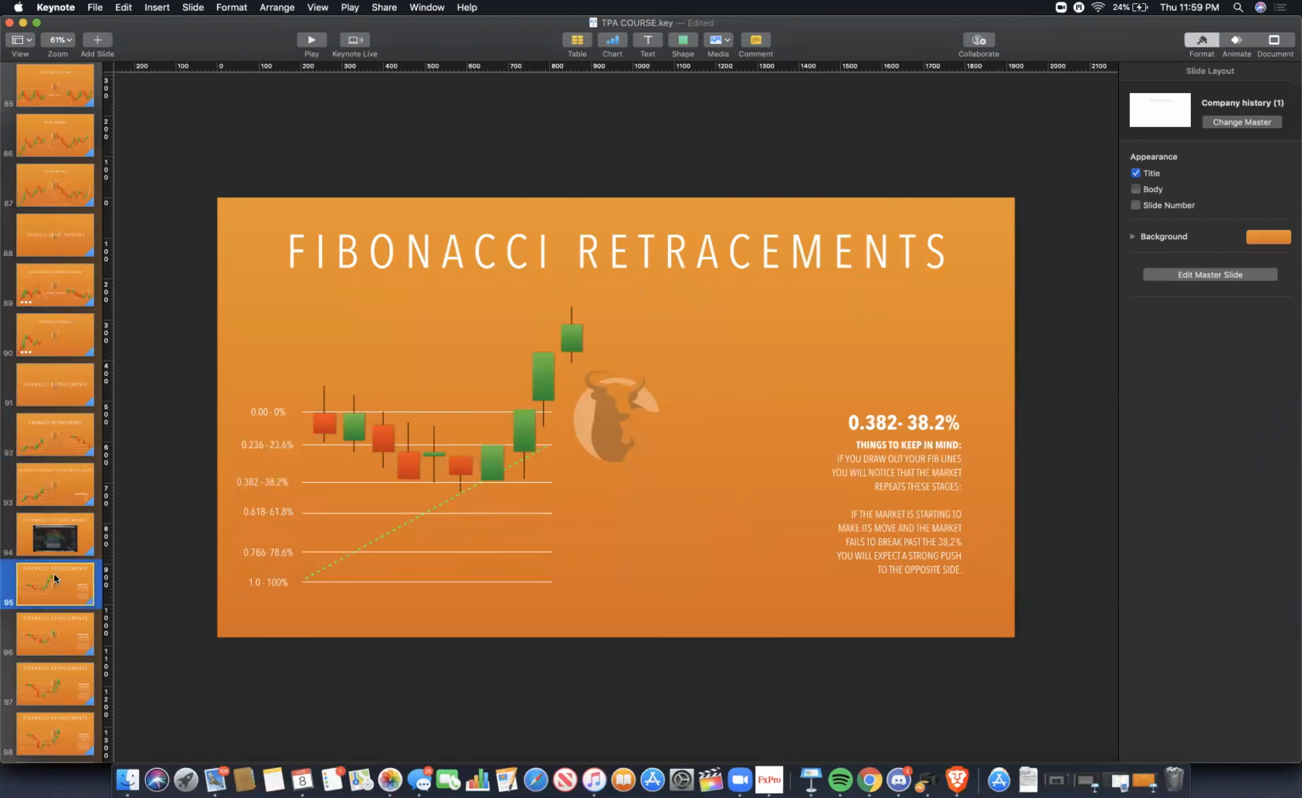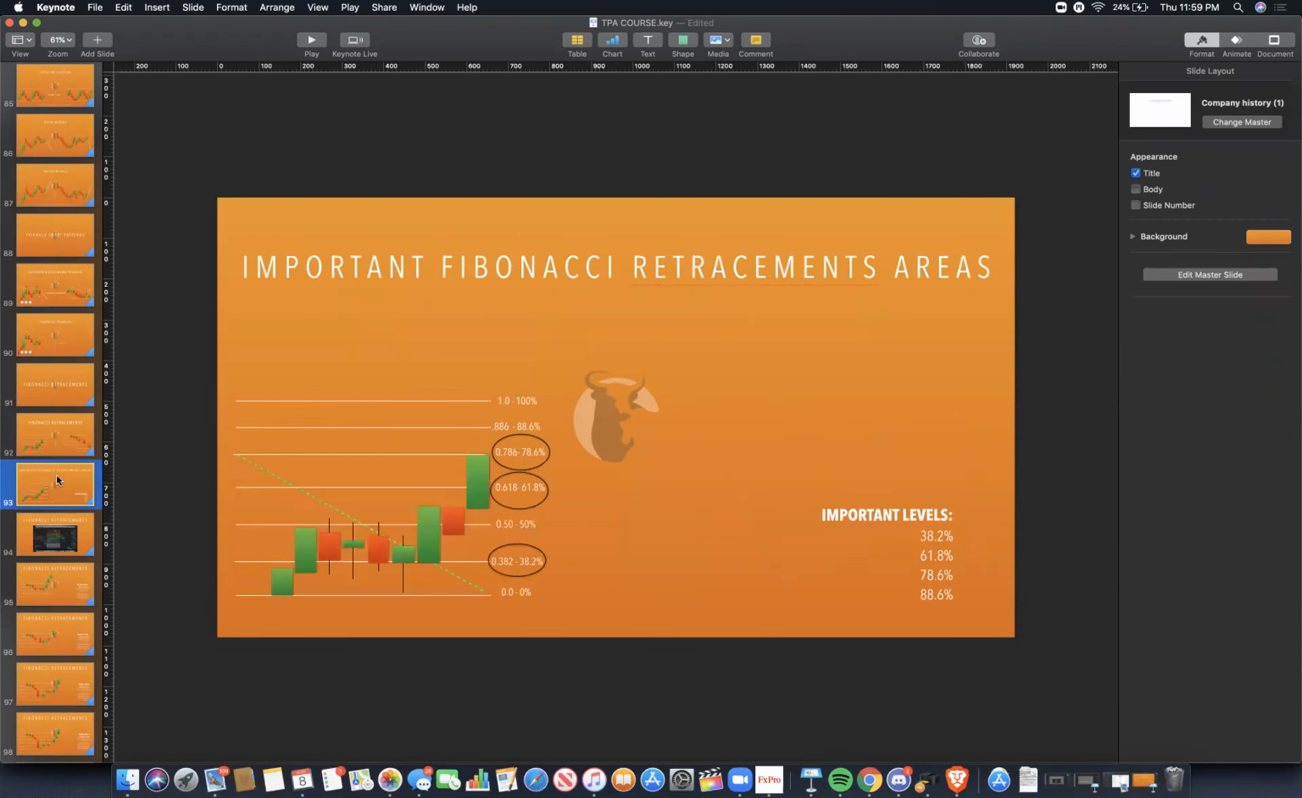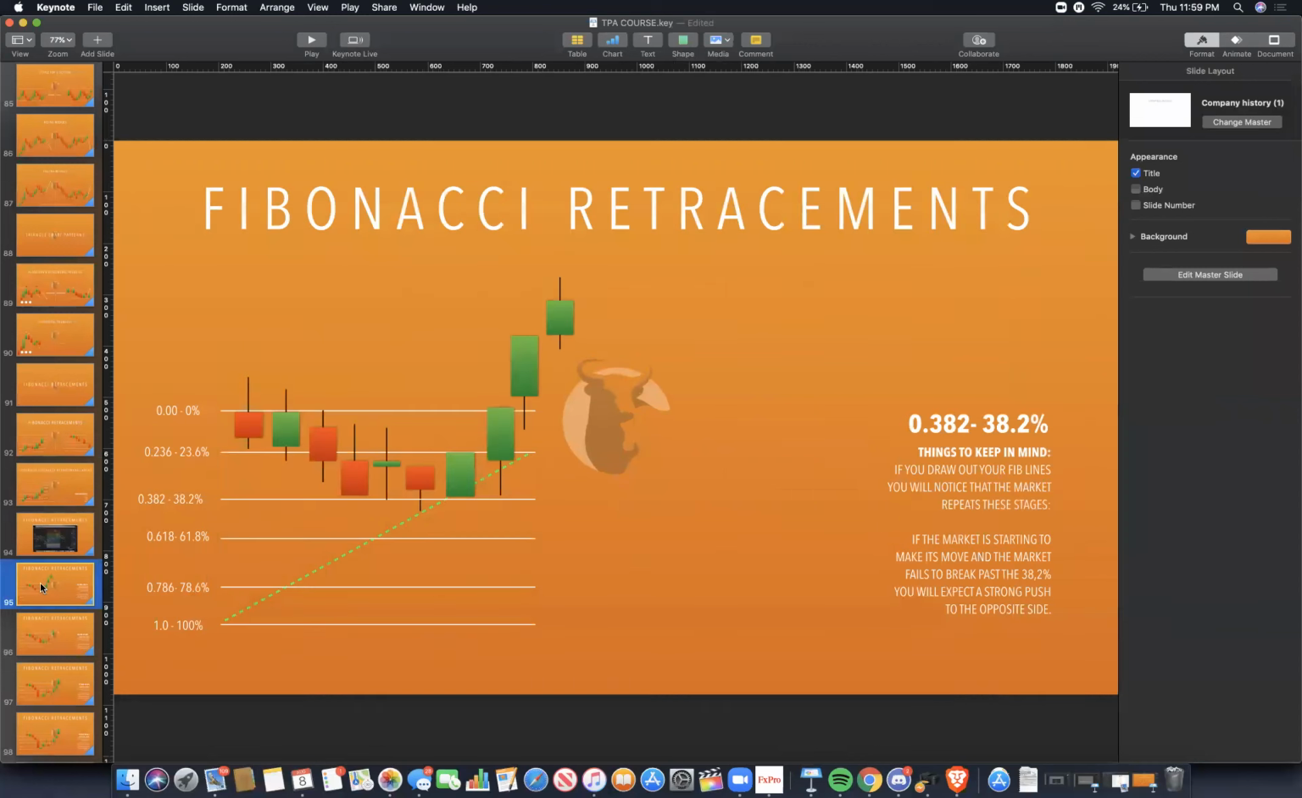I said to write down these levels because they're important: the 38.2, the 50%, the 61.8, the 78.6, and the 88.6. Very important levels. The important thing is to understand what happens when the market fails to break them. So let's say the market went up, then couldn't continue going any higher, so now it started going down.